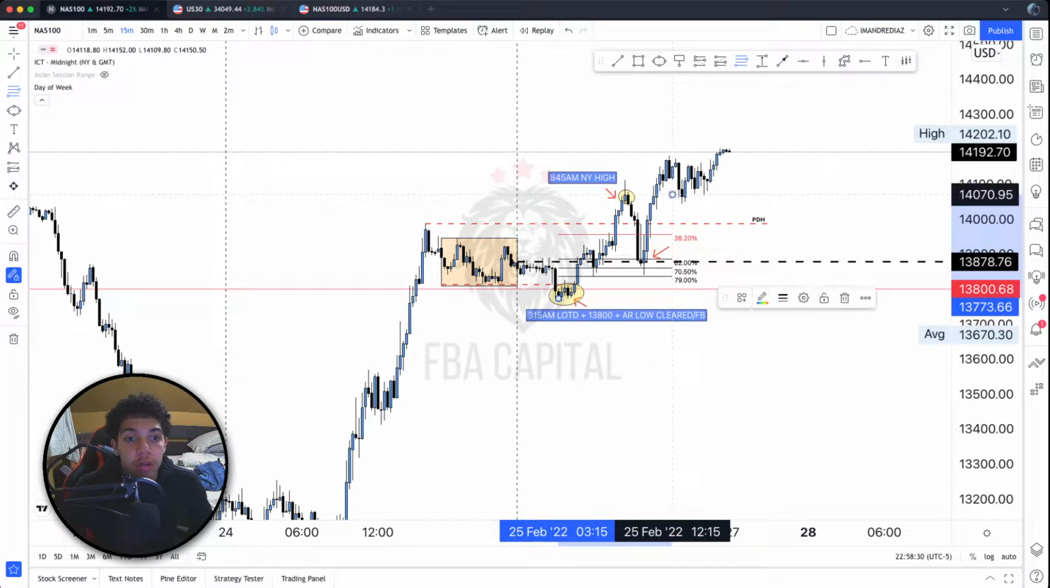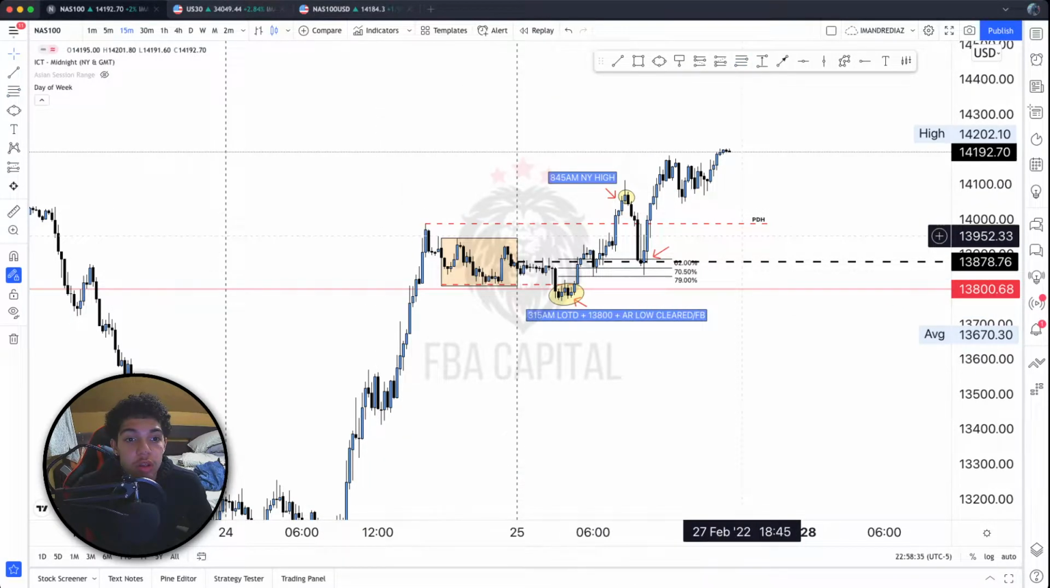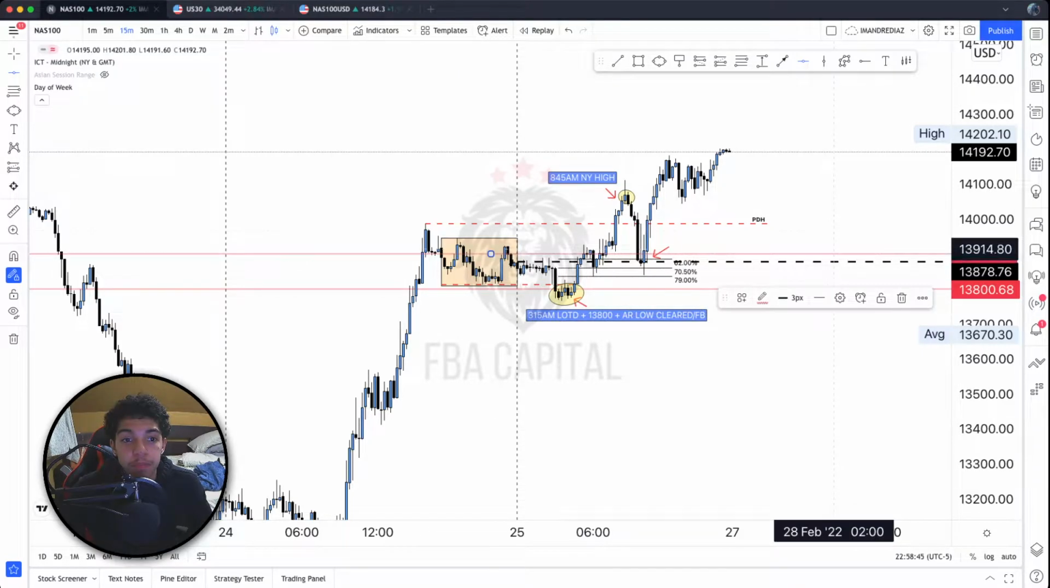And what do we get? We get this reaction in price that you see right here. Take away this level. Look at how price came right into this 62 to 79% retracement. Now, also pay attention to where we are price-wise again. This is at 13,900, which is another big figure level. Gonna make this one black.